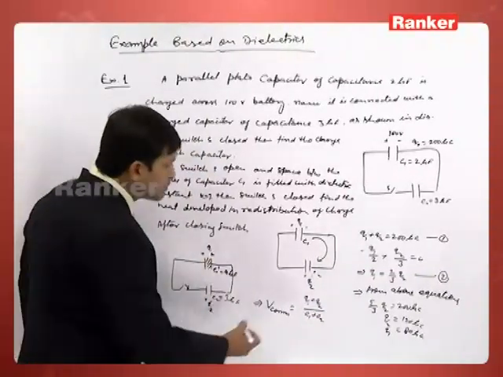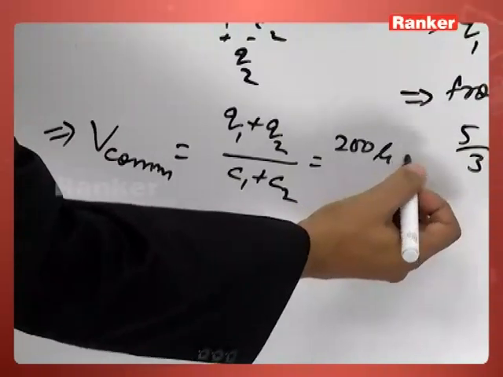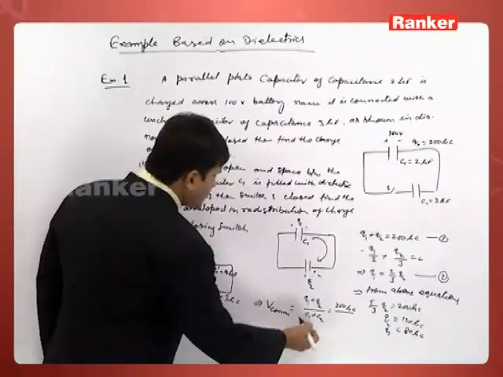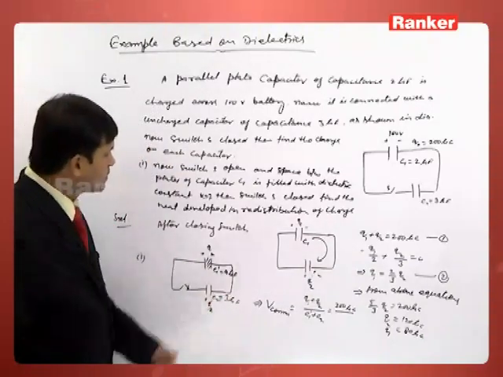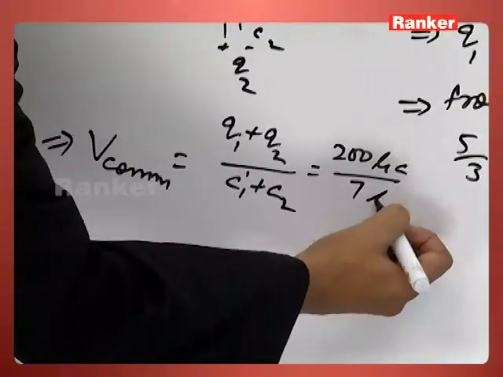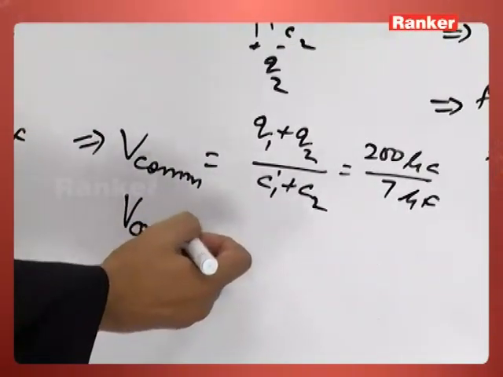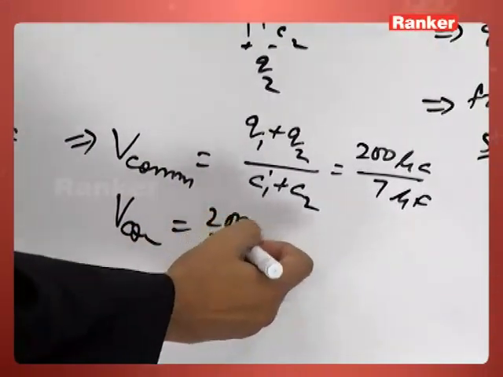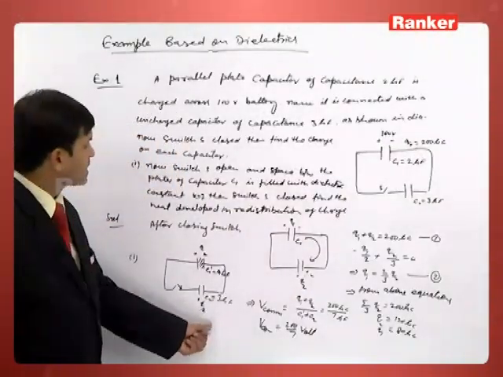And Q1 plus Q2 is nothing but your total 200 microcoulomb, and C1 dash plus C2, C1 dash becomes now 4, C2 is your 3, so this becomes your 7 microfarad. So the common potential will be 200 by 7 volt. So this is the final potential.